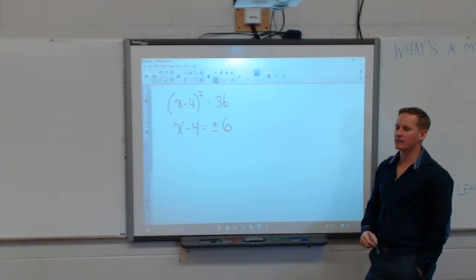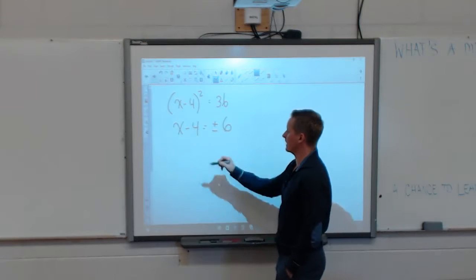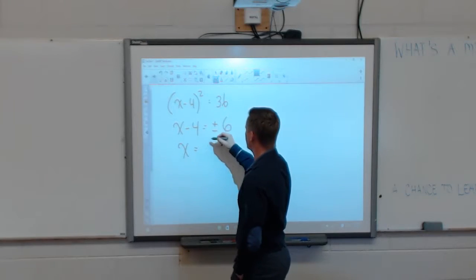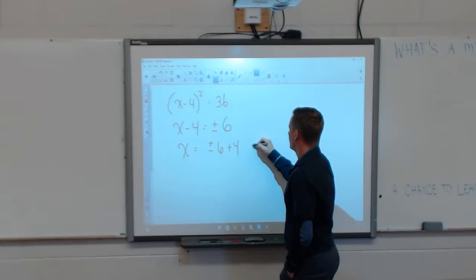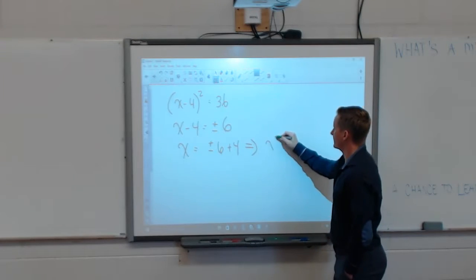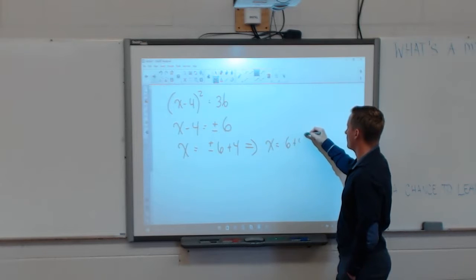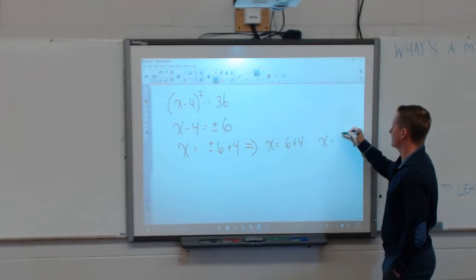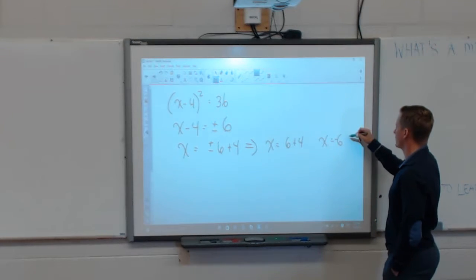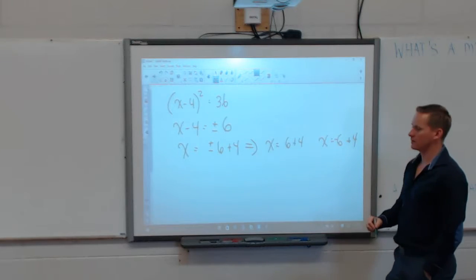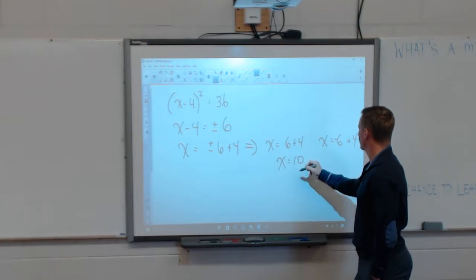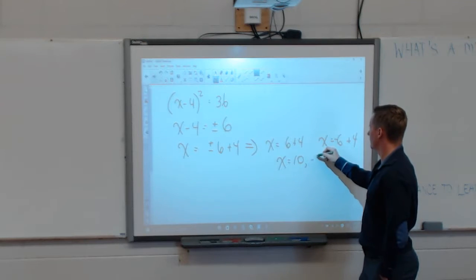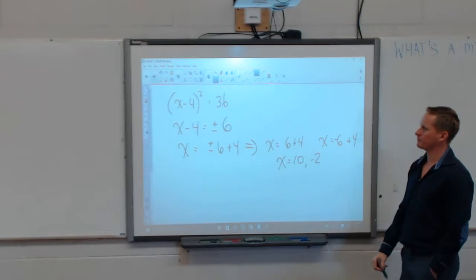Okay, now I got to get x by itself by adding 4 to the other side. So I get x is equal to plus minus 6, add 4, which means x is equal to 6 add 4, and x is equal to negative 6 add 4. x is equal to 10, and x is equal to minus 2.